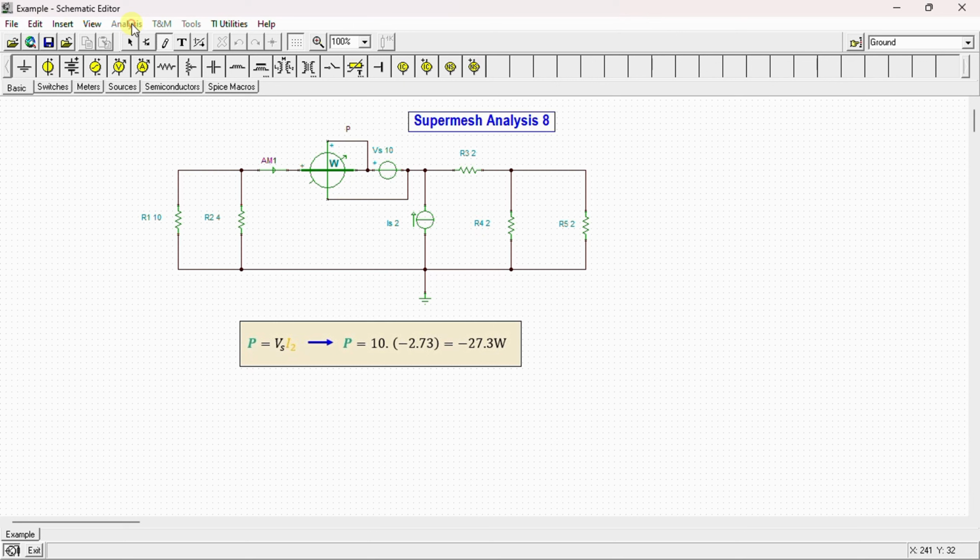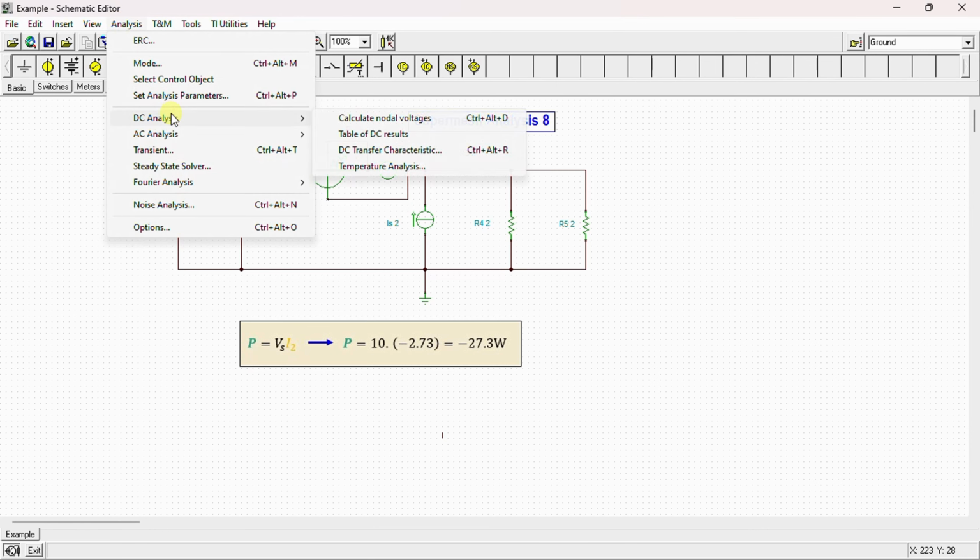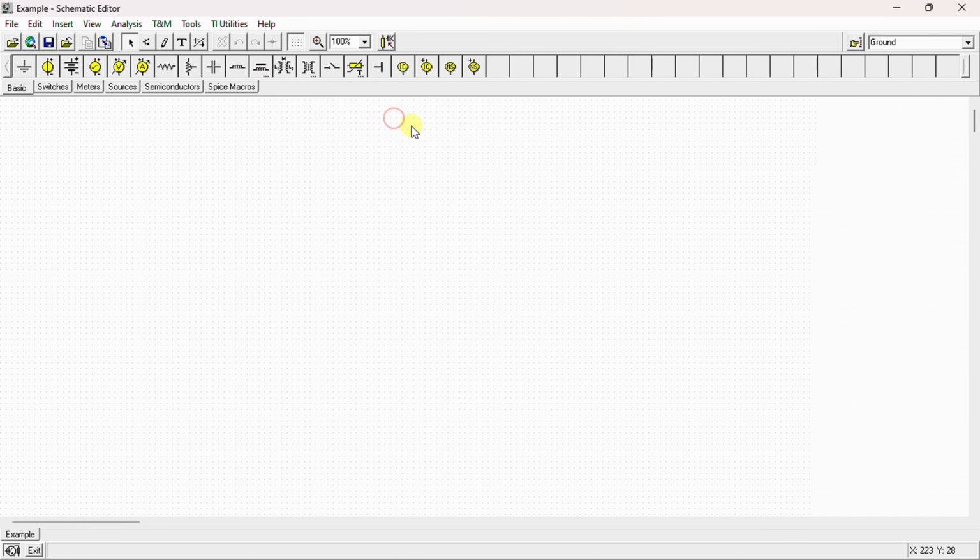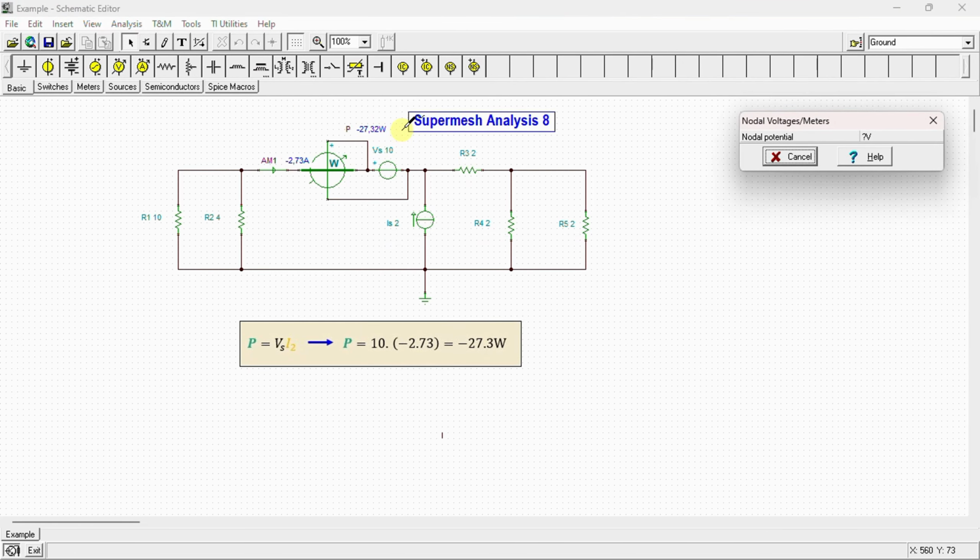If we go to analysis, DC analysis, calculate nodal voltage, we can see here that the power supplied by the voltage source is equal to -27.32 watts, which is exactly the same value we obtained by calculation.